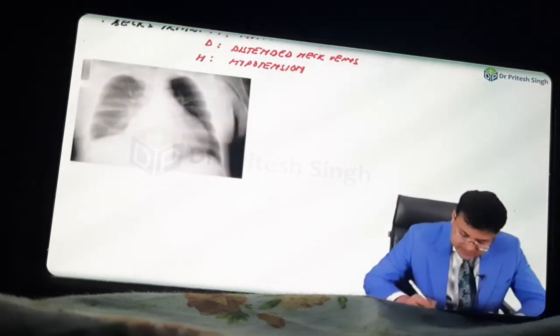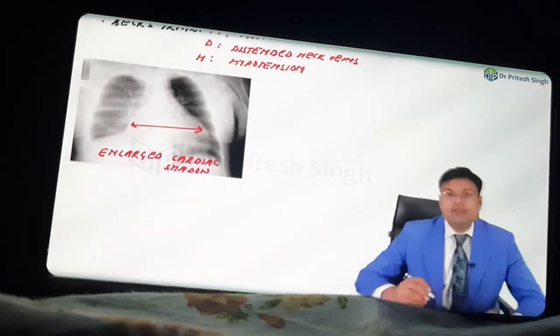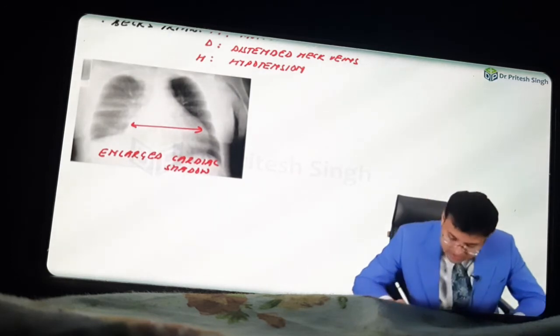If you perform an X-ray, you can see that there is an enlarged cardiac shadow. But be careful, the investigation of choice is echo. Echocardiography. The investigation of choice for diagnosis is echocardiography.